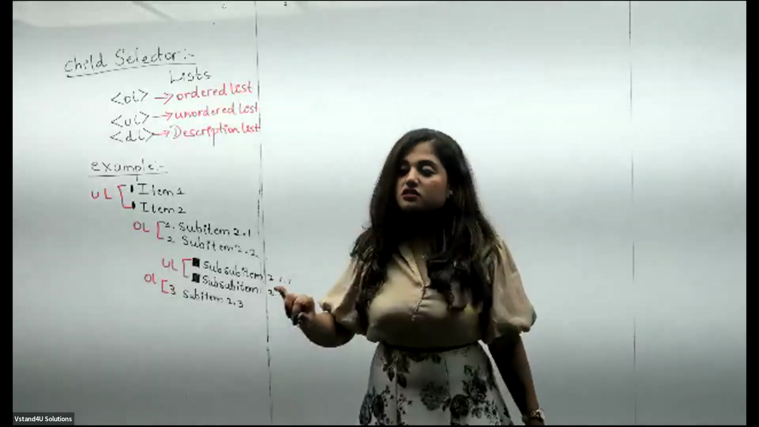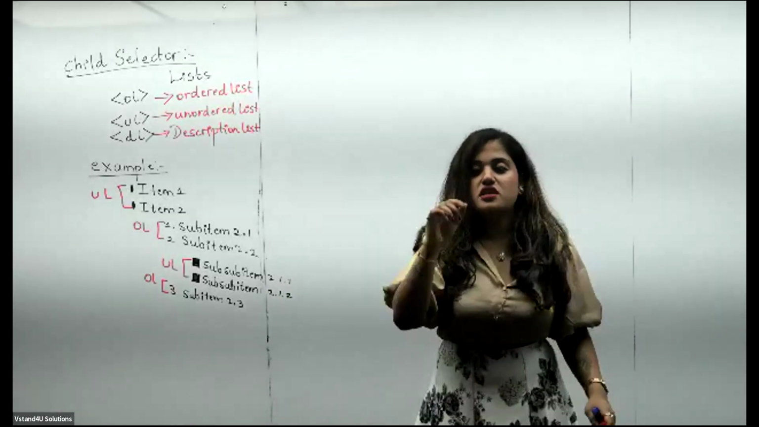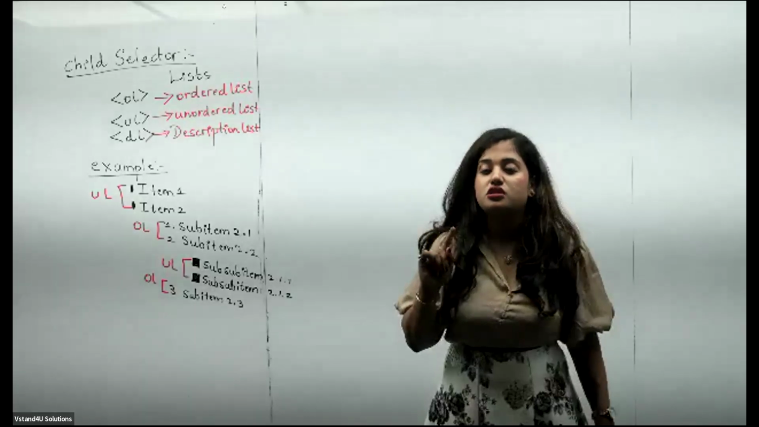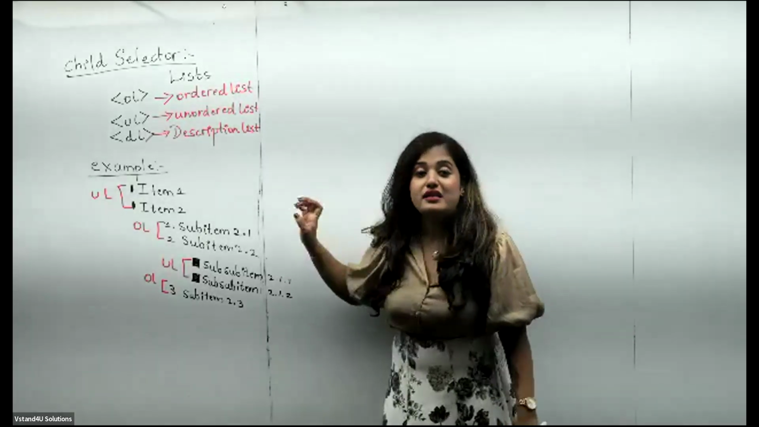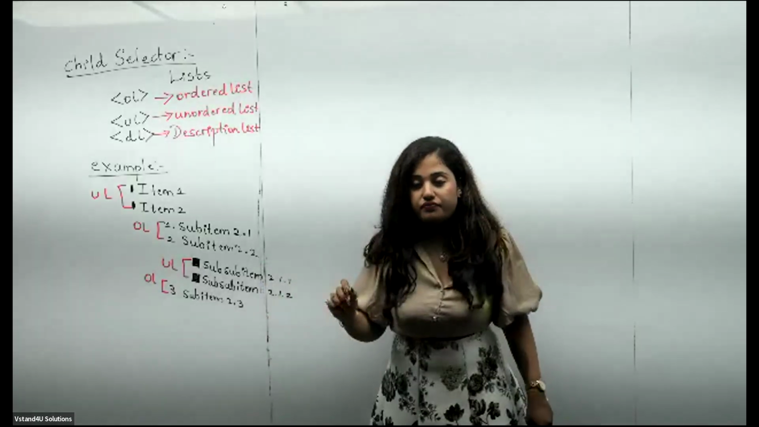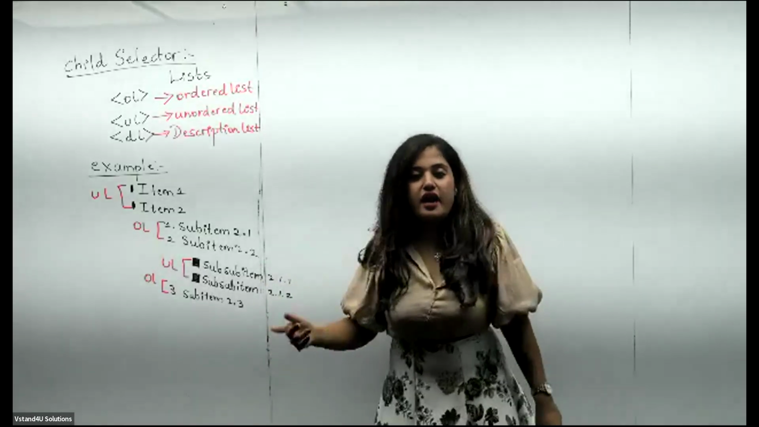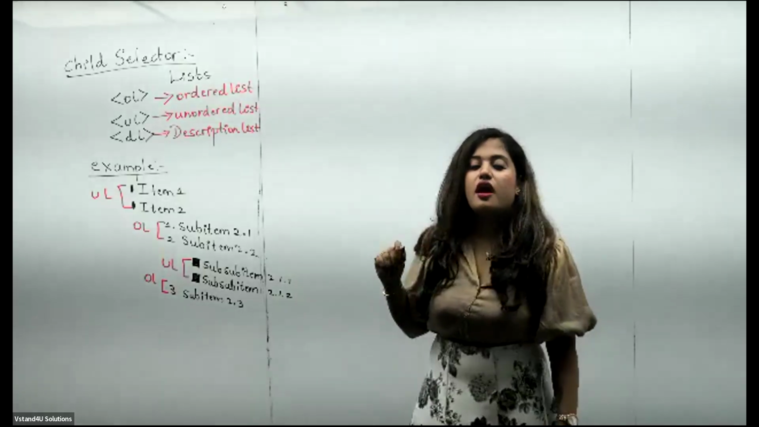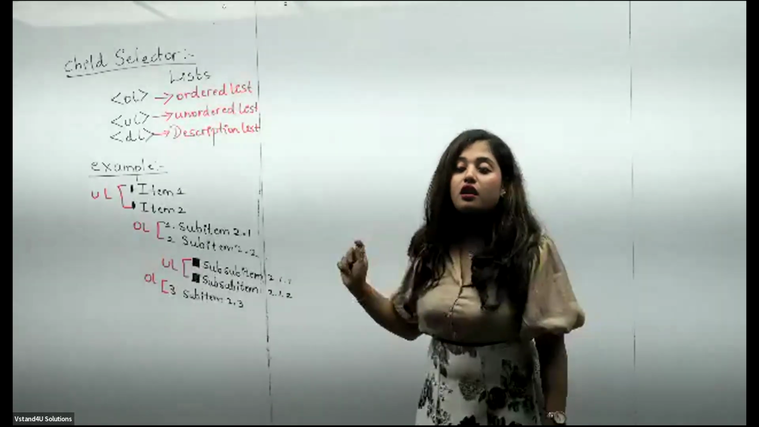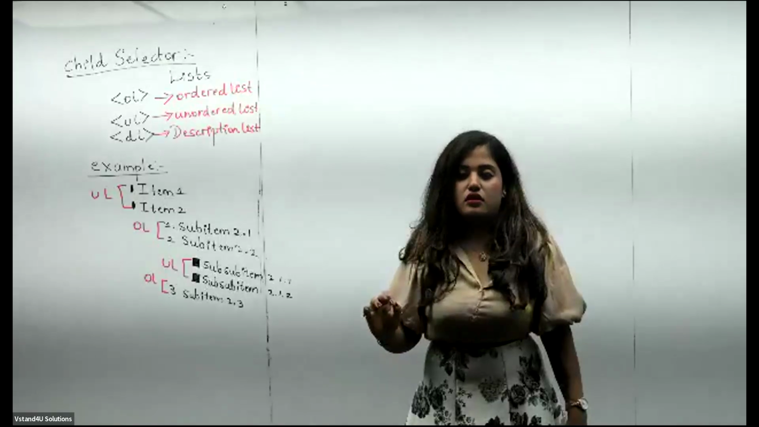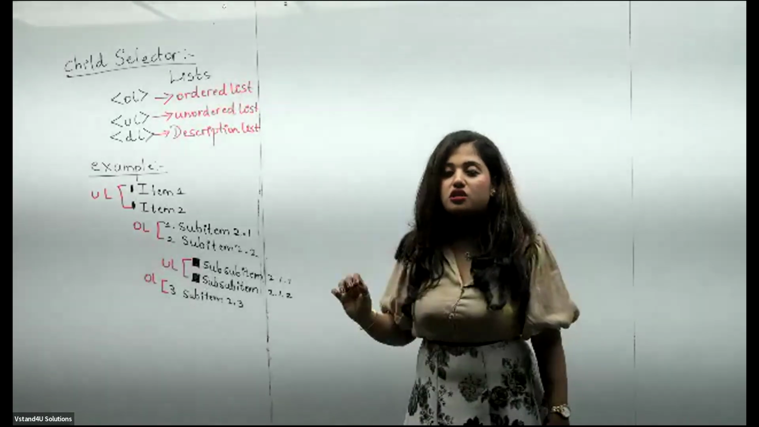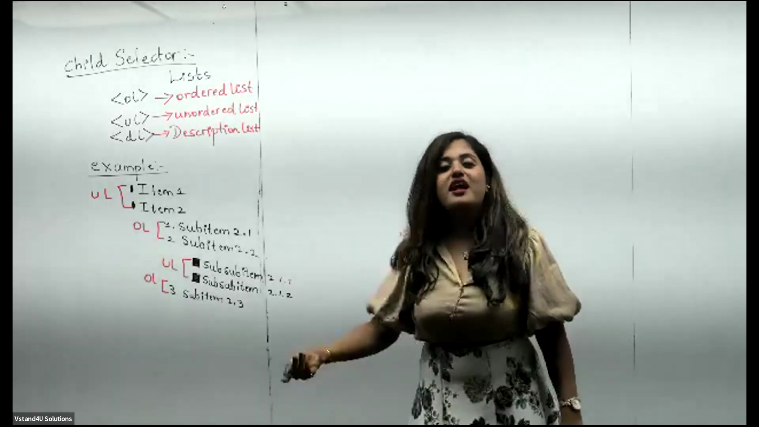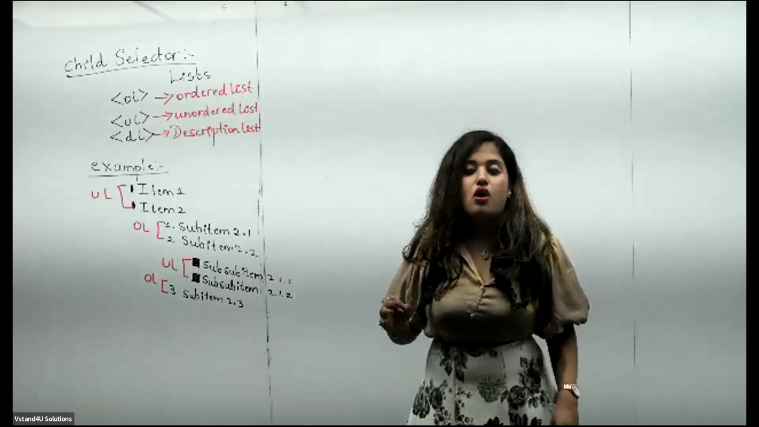But there is one change here. The change is, I don't want to change the color of all the lists. Instead, I want to change the color of unordered list. That too not unordered list. I want to change the immediate child of the unordered list.